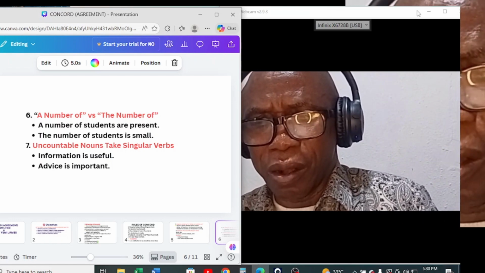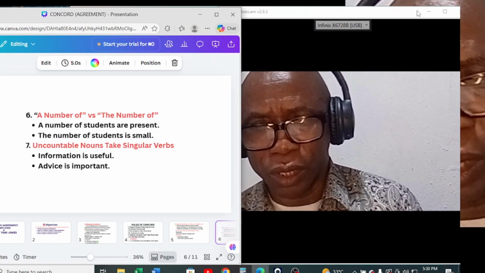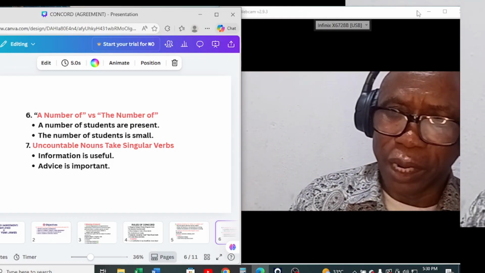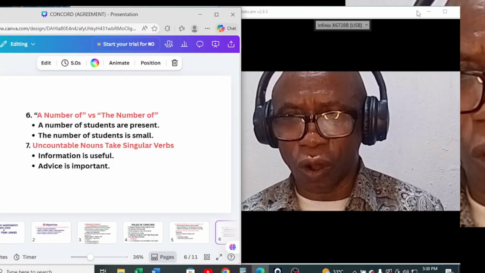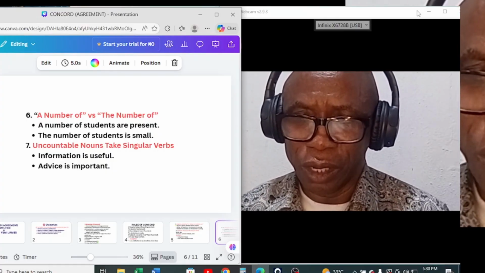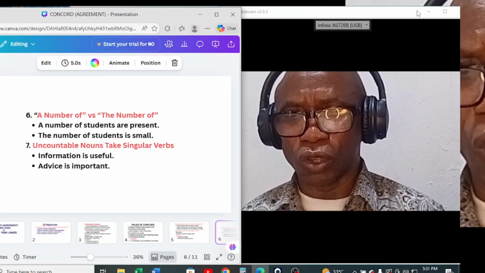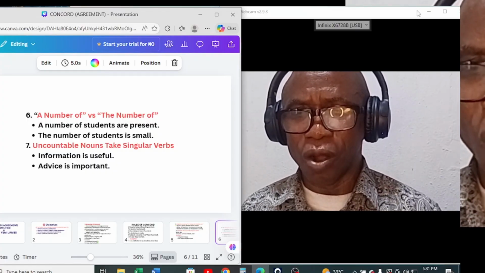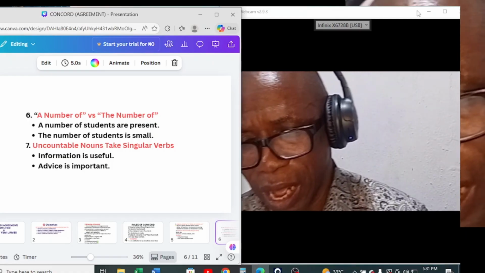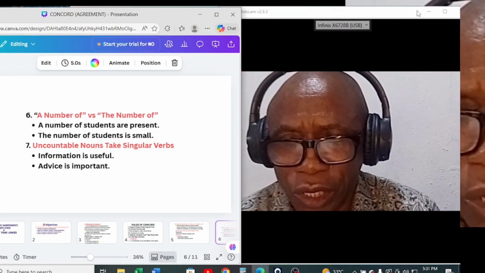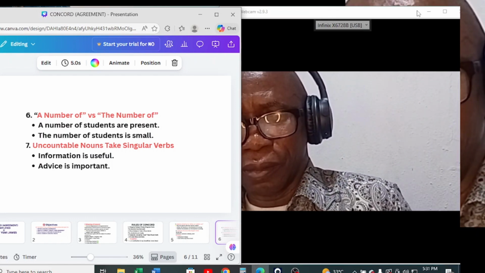A number of versus the number of. Take note, I colored it red, you can see. I decided to make it red because it's very dangerous. Students should be very careful and master the use of this expression. What is the difference in this expression? It is the article A and the article THE.